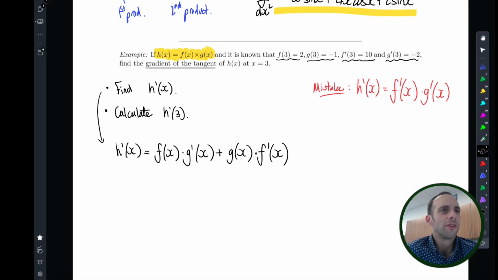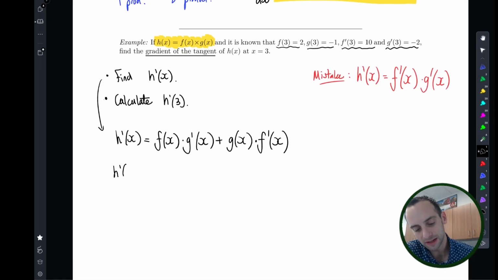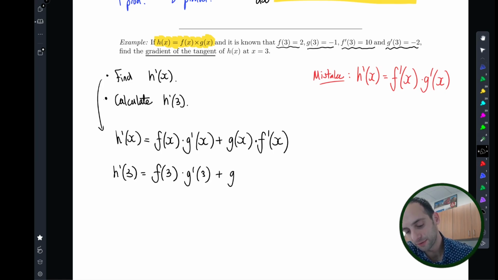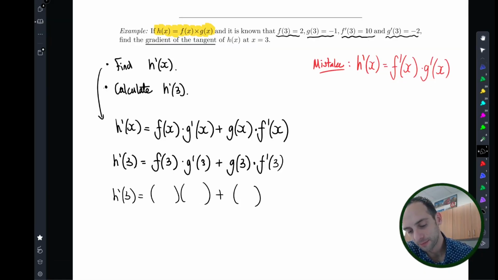We also won't use all the data points if we do that, which is another big red flag. So now that we've got our derivative, it's simply a case of substituting in that 3 into these 4 functions. So f of 3 times g primed of 3 plus g of 3 times f primed of 3. And this is where we get a nice bit of feedback on the question as to if we've done it correctly, if we have a number for each one of these 4 things.